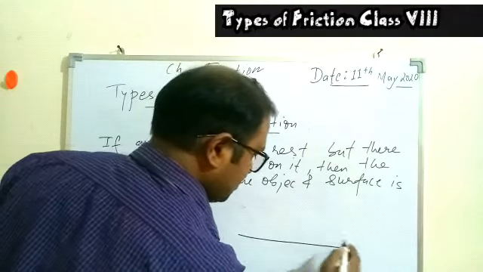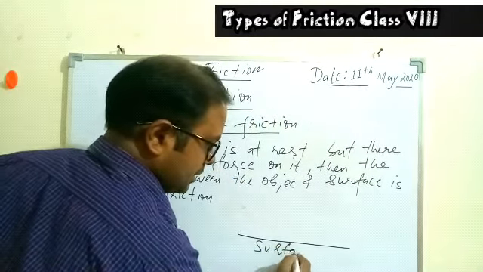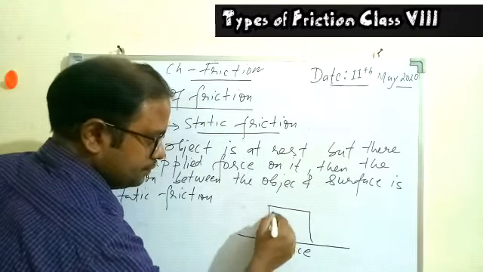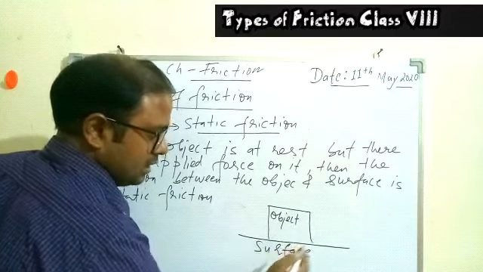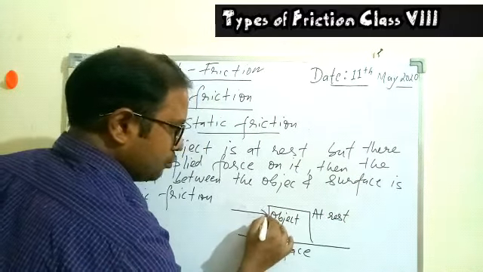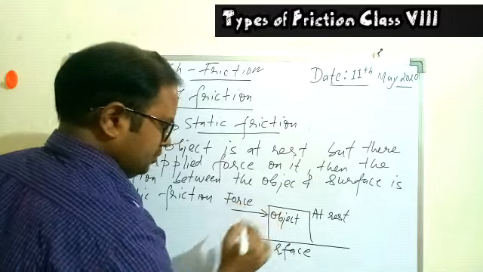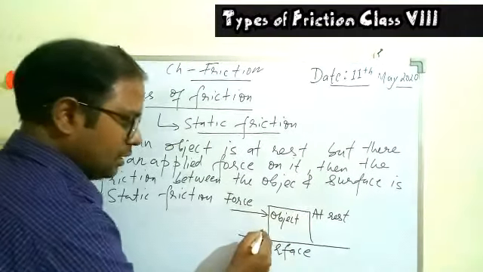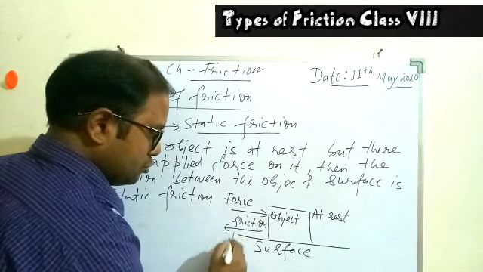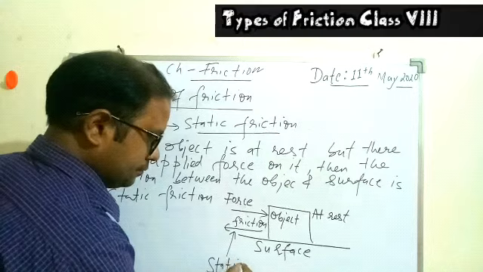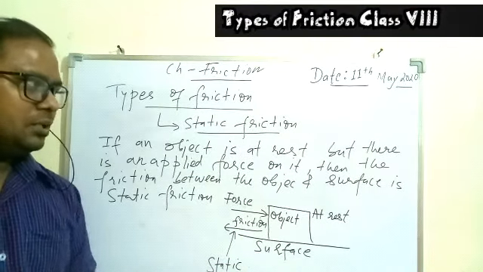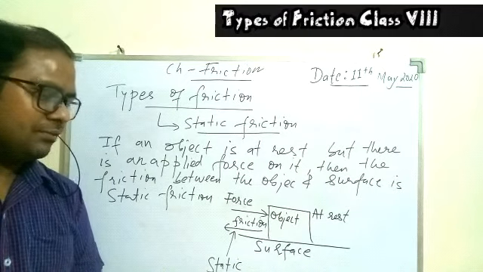So for this we can have a simple diagram. There is one surface, and on this surface we have one object, and this is at rest, meaning it's not moving, but force is applied. So force is applied, this is at rest, and at this time it has some friction. So this friction is basically static. I hope you understood the very simple definition and very simple example that we have.